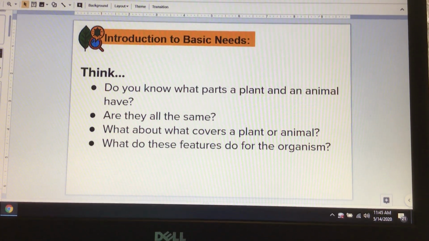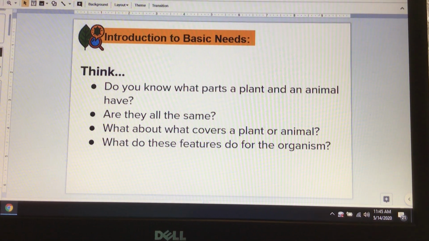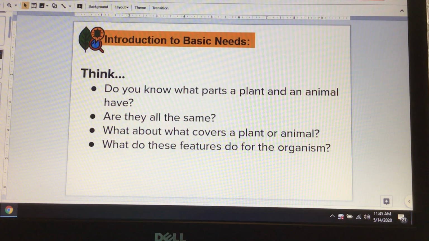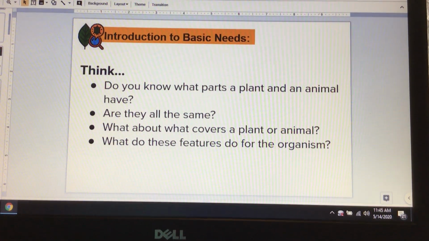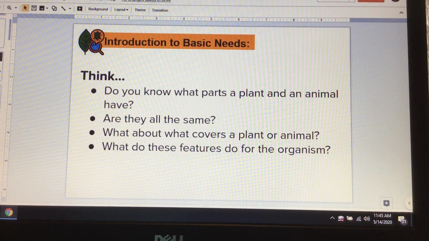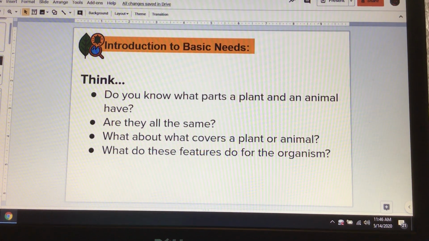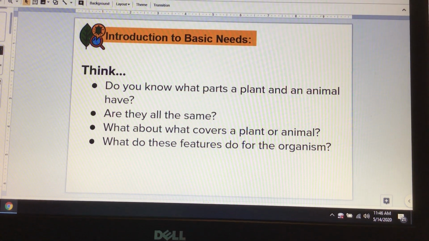And what do these features do for those particular organisms? You know, things that were created all have features that protect and help them to survive. I mean, just in basically our skin on our bodies helps protect us. Our eyelashes help protect things from getting in our eyes. So everything that we have in our bodies, everything that an animal has, everything that a plant has was designed specifically and uniquely to help that particular organism survive. So that's what we're going to be looking at this week.